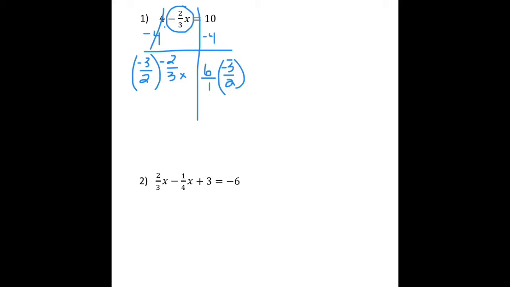I'm going to turn this into 6 over 1. So when I multiply both sides by negative 3 over 2, these cancel out because this becomes 6 over 6, which reduces to 1x, or just x. I can multiply straight across. 6 times a negative 3 is negative 18. 1 times 2 is 2, and that reduces to negative 9.